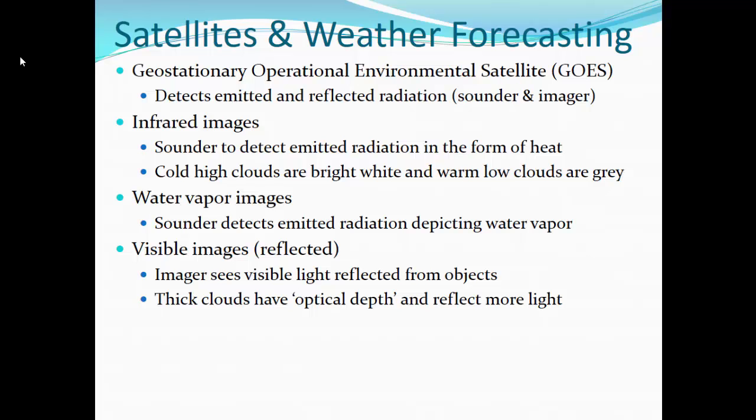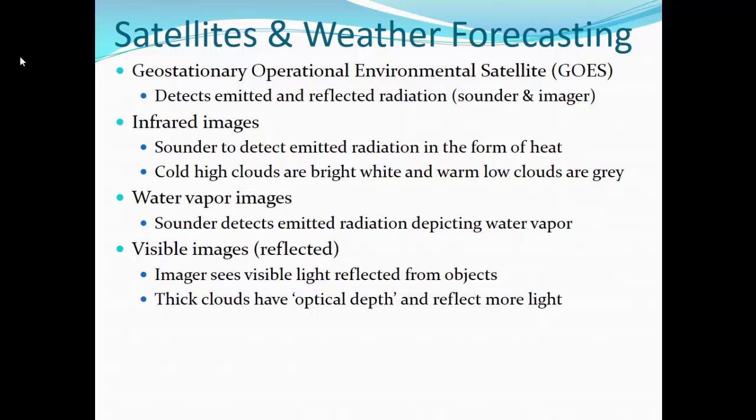And so on an infrared satellite image, you're basically looking at whether it's bright white or gray as how high the clouds actually are. It doesn't really give you an idea of thickness or whether there's precipitation, but how high the clouds are. And we know that lower clouds can produce certain types of weather, and high clouds other types of weather.